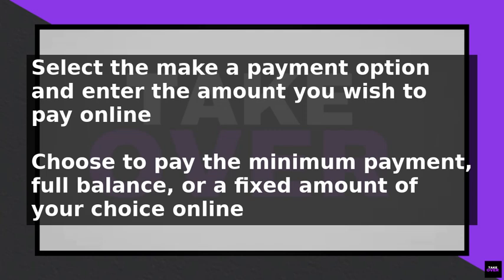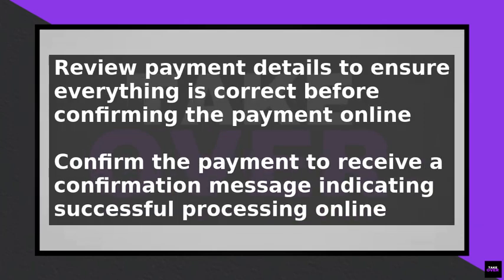After selecting your payment method, review the payment details to ensure everything is correct. You will see the payment amount, payment method, and payment date. If everything is correct, confirm the payment and you will receive a confirmation message indicating that your payment has been successfully processed. Alternatively, you can also make a payment over the phone by calling the Santander customer service number.